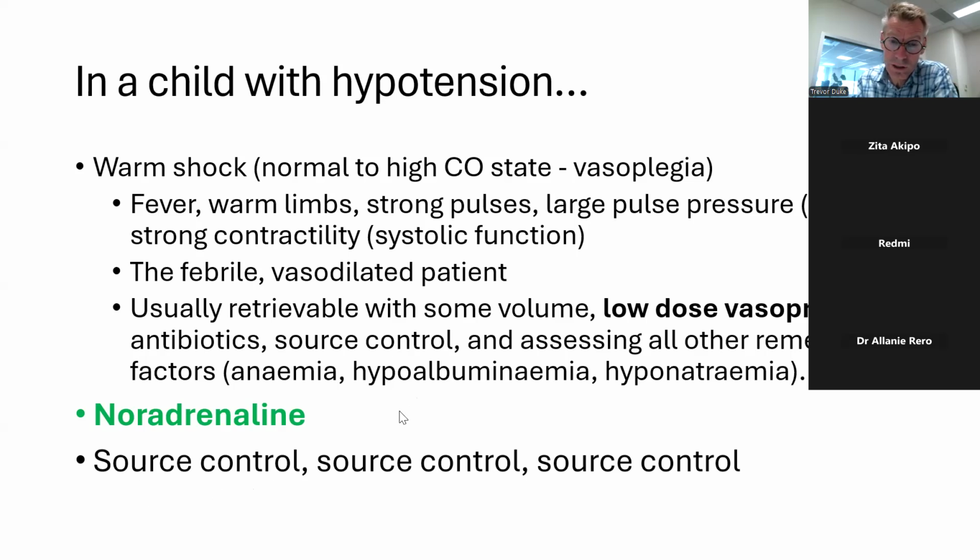I see a lot of children that are like this that get all of these treatments, but nobody thinks about source control for the infection. But you need to try to find the source of the infection and make sure there's no pus that needs to be drained or some ischemic tissue that needs surgery, for example. Very important, source control. Otherwise, you just end up giving inotropes or vasopressors and antibiotics, and you don't get control of the infection. But that's warm shock, right?